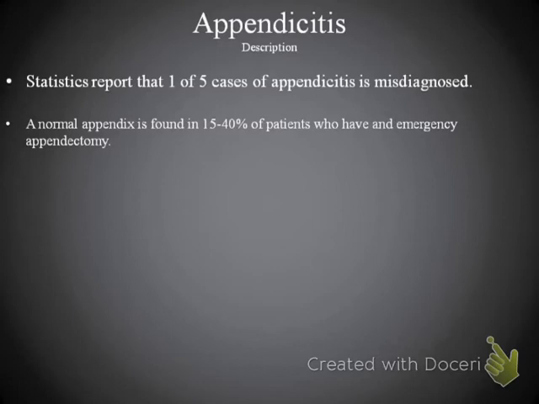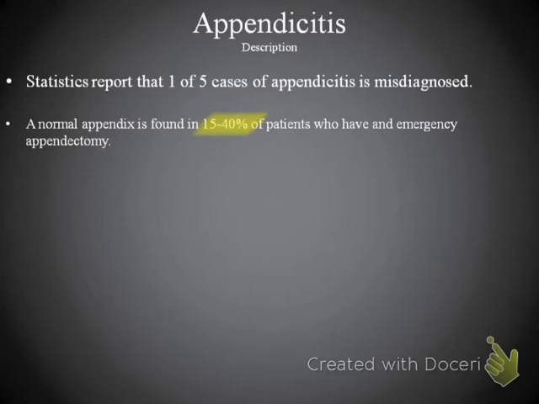Statistics report that 1 of 5 cases of appendicitis is misdiagnosed. And a normal appendix is found in 15 to 40% of patients who have an emergency appendectomy. And so keep this in mind, that 15 to 40% of all patients who have emergency appendectomy, where the appendix has got to come out at this moment, we've got to get the on-call physician in here so that we can get this thing removed.